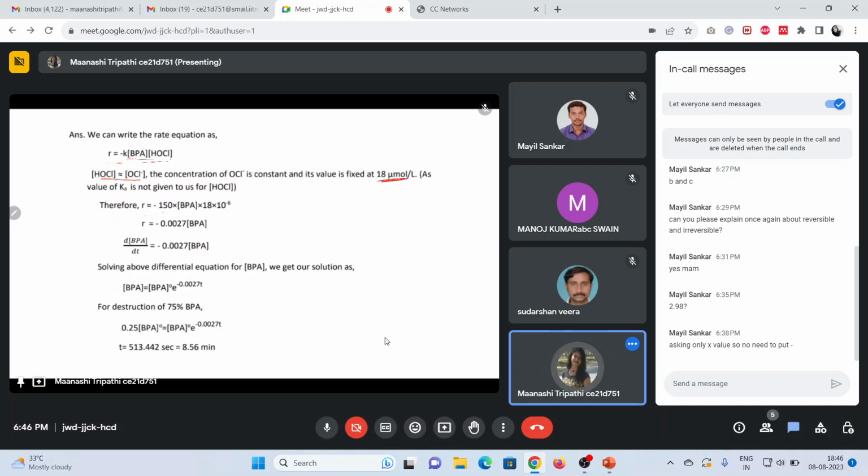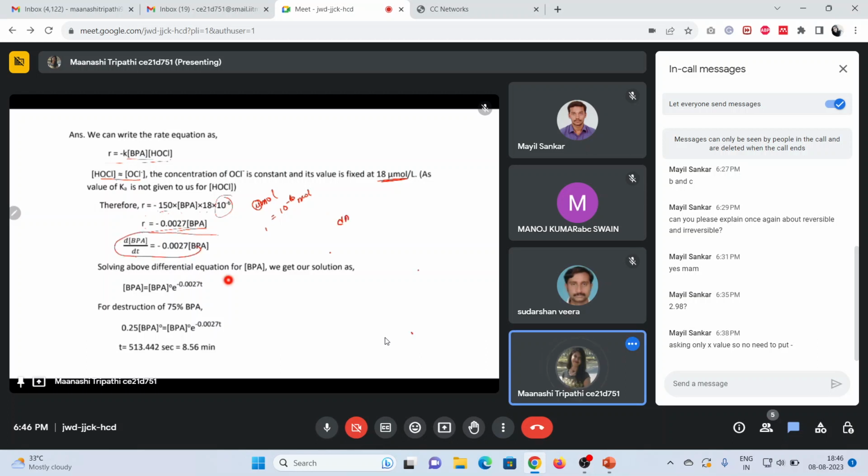Therefore R is equal to minus 150, this is given in the question, 150 BPA into 18 into 10 raised to power minus 6. How are we getting this 10 raised to power minus 6? It is given in micromoles, and micromole is equal to 10 raised to power minus 6 moles. Micro is 10 raised to power minus 6, that's why we are putting it here. And we got R is equal to 0.0027 BPA. What is R? It is the rate of change of BPA with respect to time.